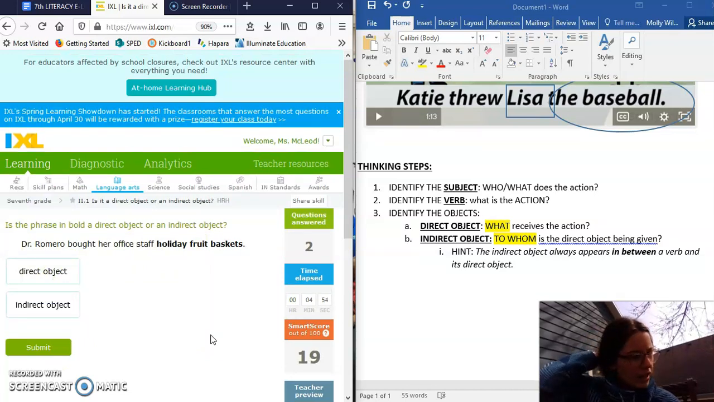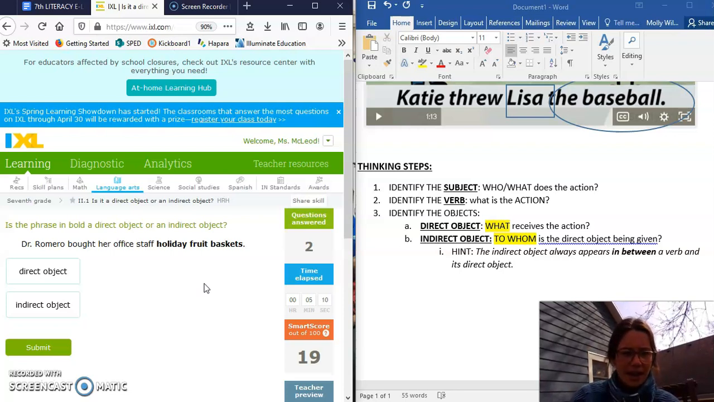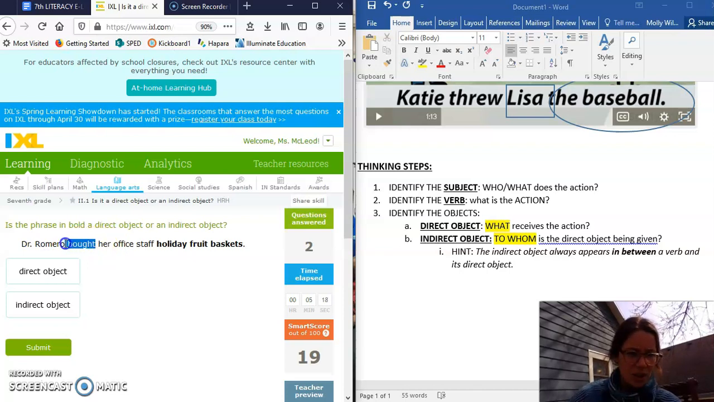Am I looking for direct or indirect in this one? Dr. Romero bought her office staff holiday fruit baskets. Okay, first thing I do, find the subject. Who or what does the action? Dr. Romero. What's he doing? Actually, a she. Bought. Action is bought. Dr. Romero, subject, bought. Okay, so what does Dr. Romero buy? Holiday fruit baskets. So this must be the direct object, but let me just confirm. Her office staff? Yeah, that's whom she is giving it to, so that's the indirect object. So holiday fruit baskets must be the direct object.